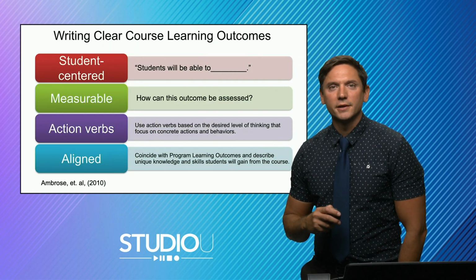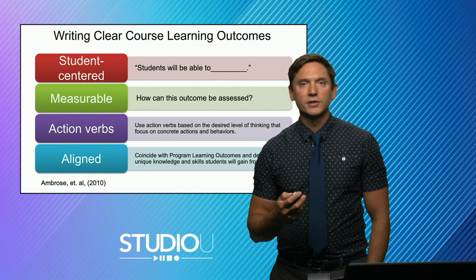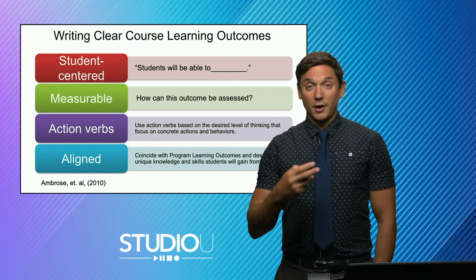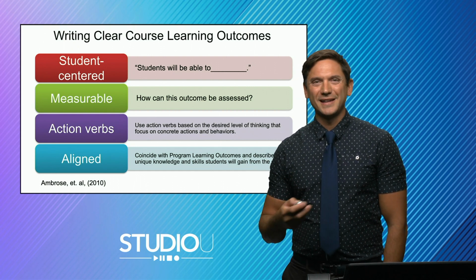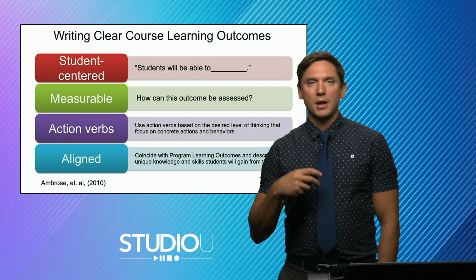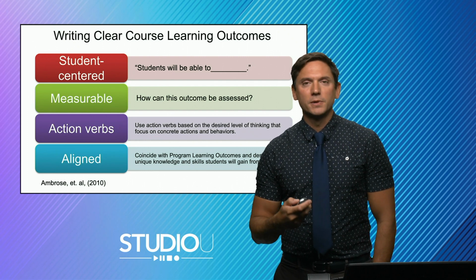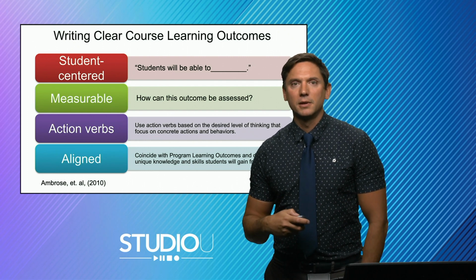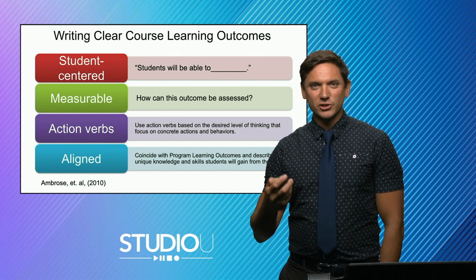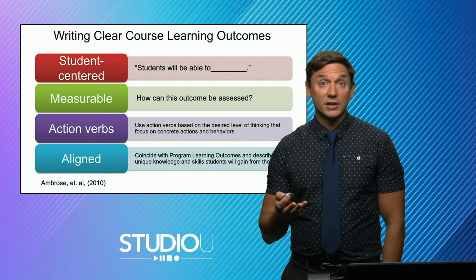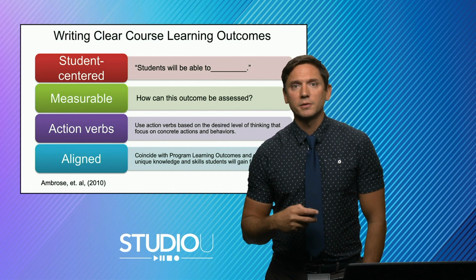So when we're writing our actual course learning outcomes, we want to make them student-centered. A nice way of considering this is, when you're writing out a course learning outcome, you start with saying students will be able to. This automatically frames your learning outcome as to what the student will be able to do. We're going to talk about measurement in just a second, but this is incredibly important. When you're asking your students to do something, you want to be able to measure whether they've been successful at doing that. We're going to be using action verbs, and we'll talk about that in just a moment.